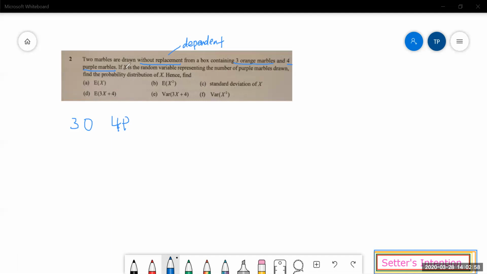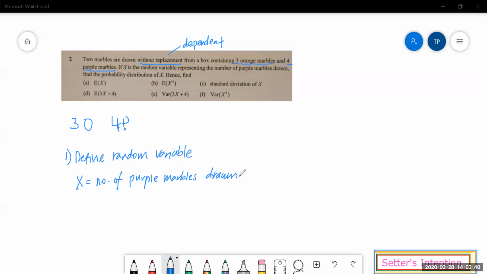Okay. If X is the random variable representing the number of purple marbles drawn. So now we have to write down: define, always define the random variable. If the question gives you the random variable, X is equal to the number of purple marbles drawn. You have to name it. You cannot just leave it as it is. You get what I'm trying to say?